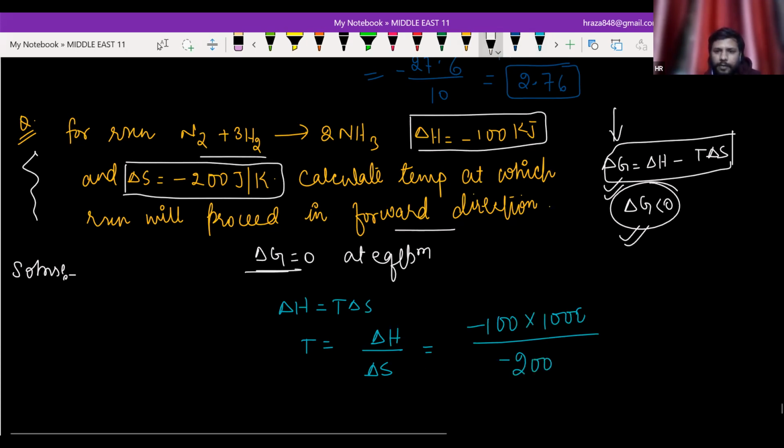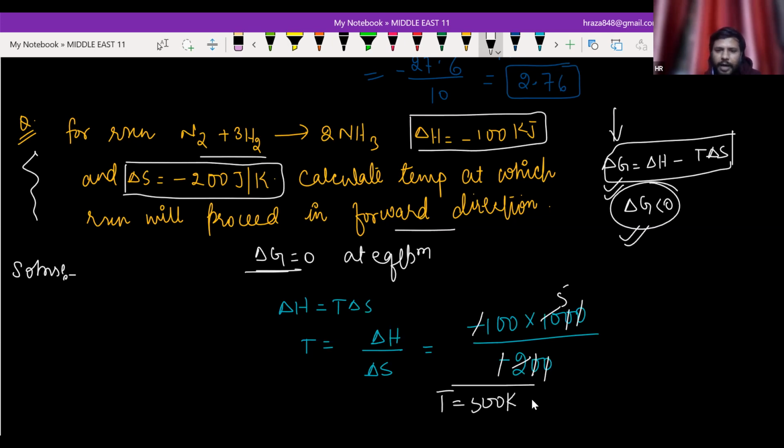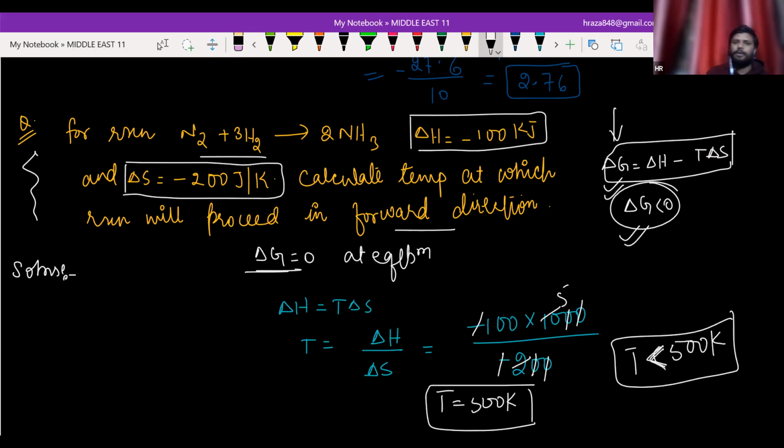Negative will be cancelled by negative. The temperature is 500 Kelvin. So the temperature must be less than 500 Kelvin for a spontaneous process. Remember it, because this is negative and this is also negative, and negative multiplied by negative will be positive. So the temperature must be less than 500 Kelvin for the forward reaction.